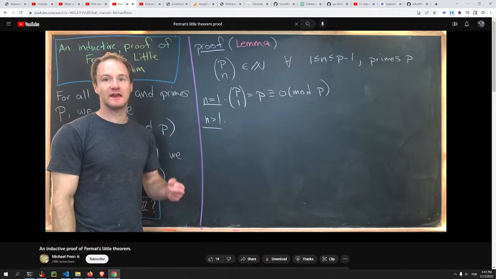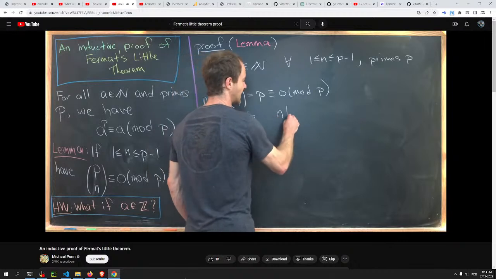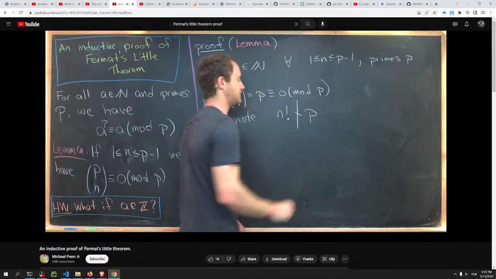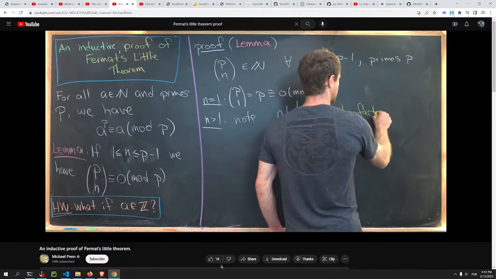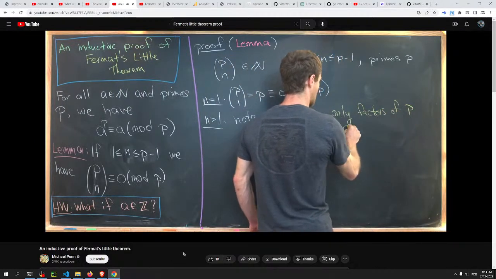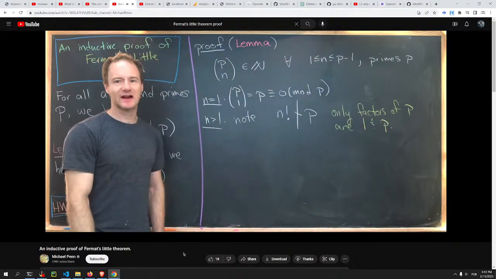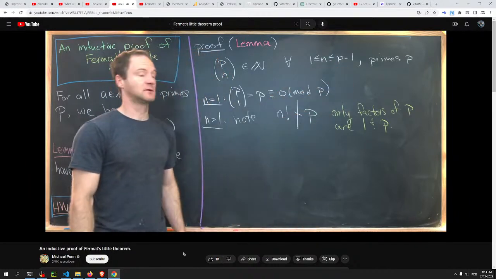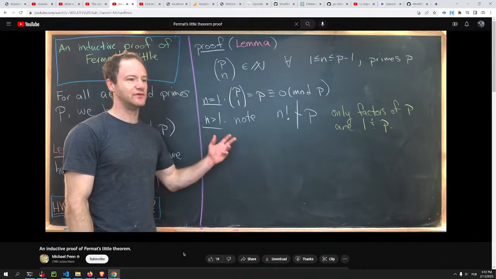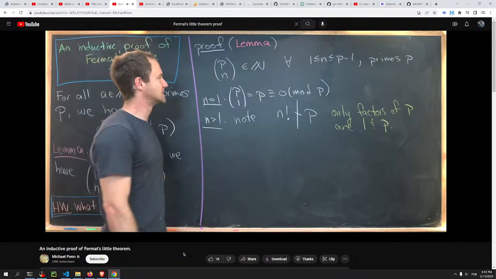Okay, if n is bigger than 1, then n factorial is also bigger than 1, and we can make the following fairly simple observation, that n factorial does not divide p. Well, why is that? The only factors of p are 1 and p. That's exactly the definition of a prime. But n factorial is the product of everything between 1 and n, but n is less than p. So since n is less than p, you never achieve that other factor of p, that being itself. Okay, so now let's go from there.